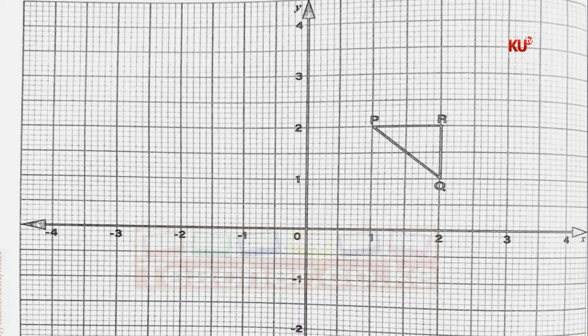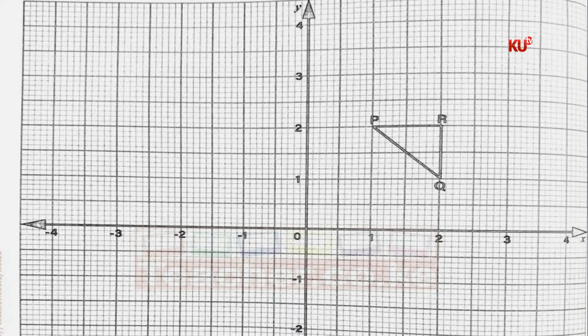Let's also get our R prime. Remember that it is reflection on the x-axis. When you look at the x-axis, R is located how many squares from the x-axis? I can see 1, 2, 3, 4. 4 big squares from the x-axis. So R prime will be 4 big squares from the x-axis, but below the x-axis. That gives you the coordinate of R prime as 2, negative 2. Then you join P prime to Q prime to R prime. By that you would have answered part A.